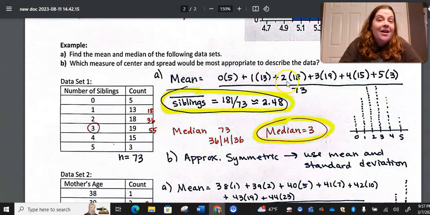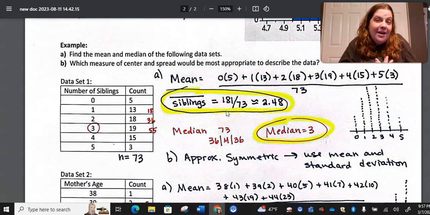I can go further on. There's the number 2, I've got 18 of those. And the number 3, I've got 19 of those. And the number 4, I've got 15 of those. And the number 5, I've got 3 of those. So if I put all of these together, I get 181 in my calculator.